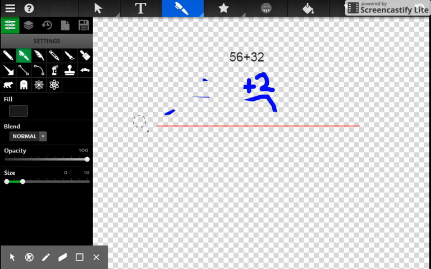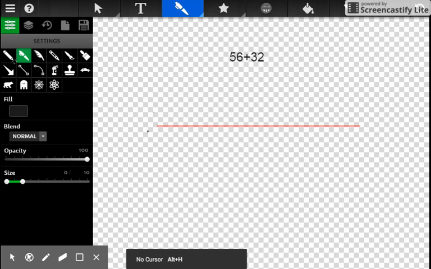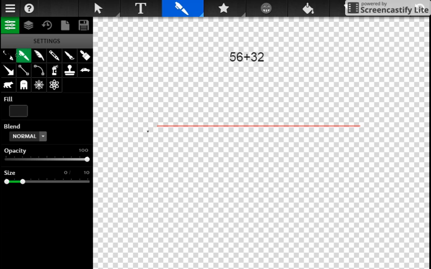All right, so for our adding by place strategy, let's just keep the same problem here just to make it simple. And for adding by place, the way this works is, hold on one second, sorry. I guess we'll just use the thick marker.